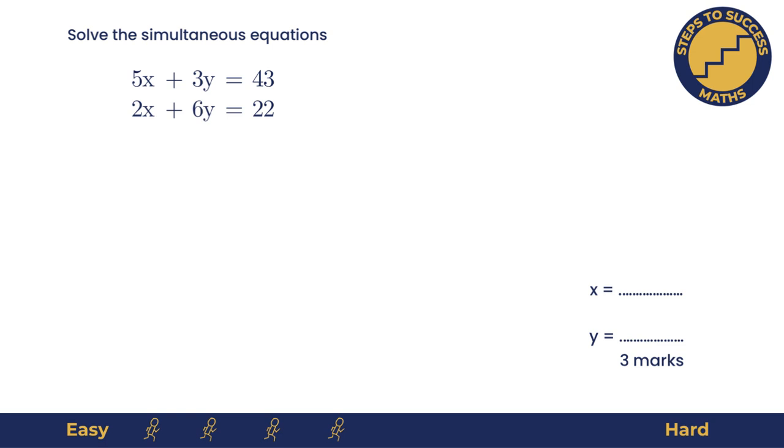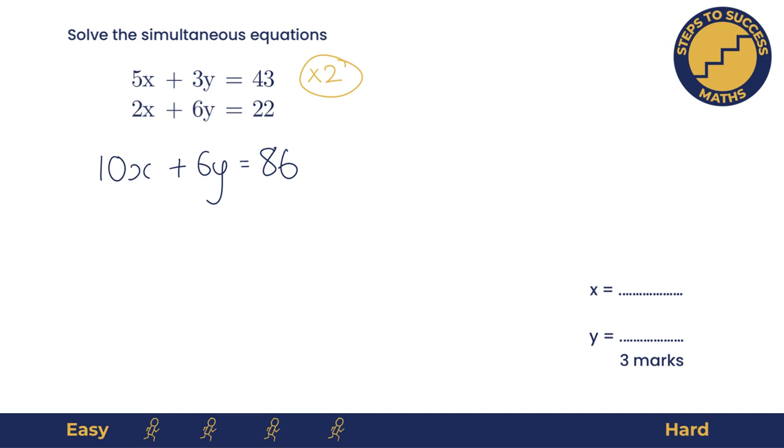Solve these simultaneous equations. 5x plus 3y is 43. 2x plus 6y equals 22. So this time, now the x's aren't the same and the y's aren't the same. So we need to find a way to make them match. I'm going to make the y's the same. I'm going to make them both 6. And I'm going to do that by taking our first equation and multiplying it by 2. So I've got 10x plus 6y equal to 43 times 2, which is 86.